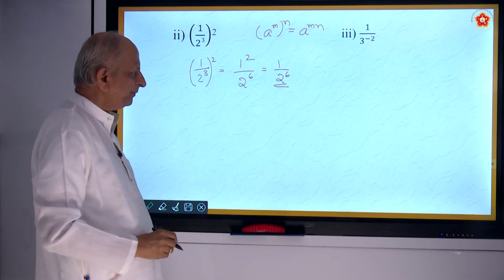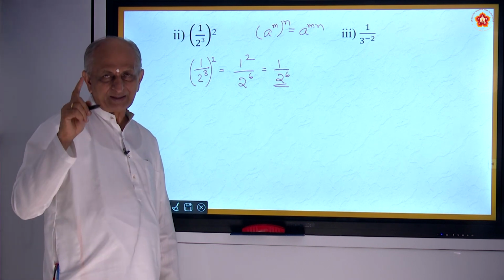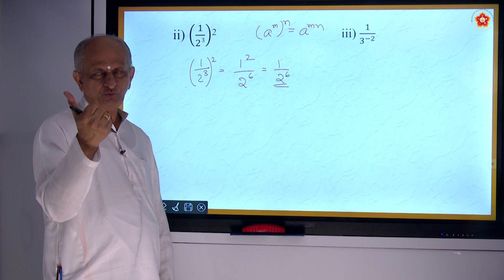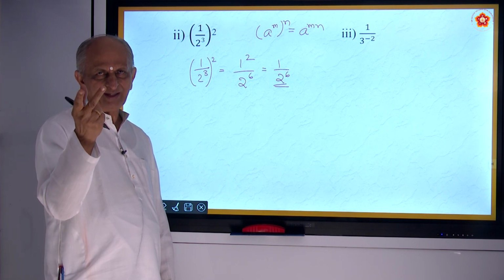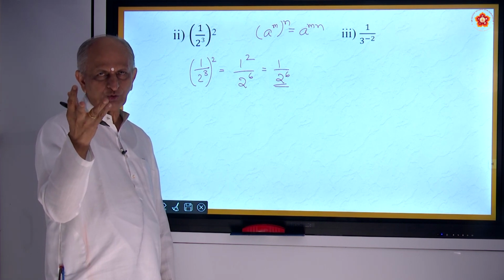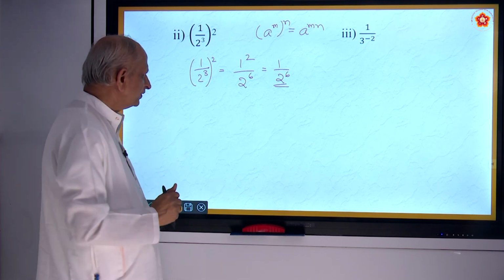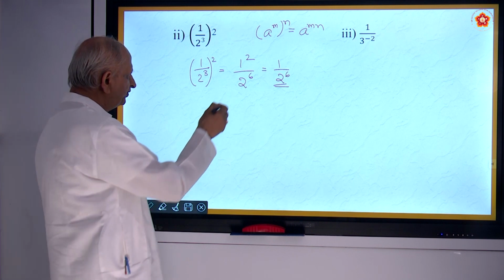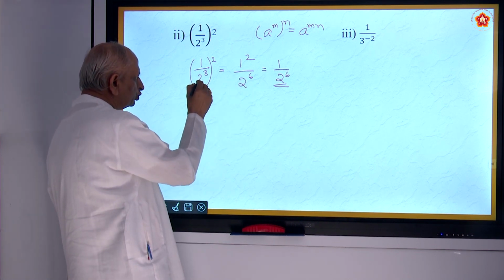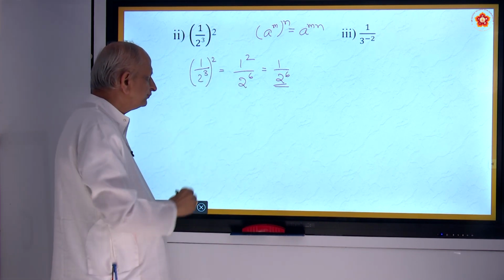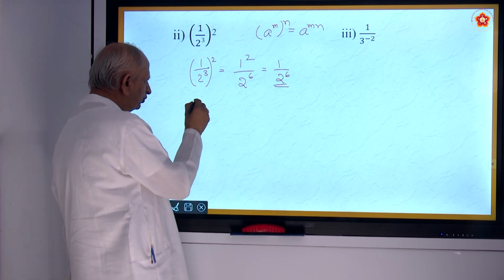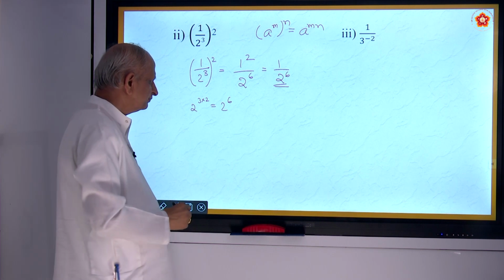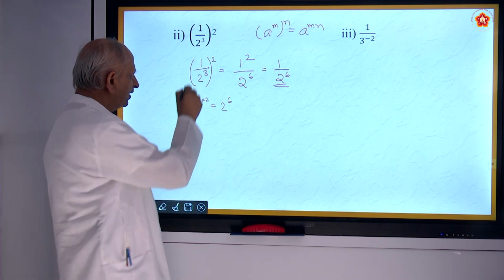2 to the power of 6 means how much? 2 multiplied 6 times: 2, 4, 8, 16, 32, 64. So 1 by 64 is the answer. How did we get 6 here? 2 cube square. So 2 into 3 into 2, that is 2 to the power of 6. This is how you got it. And in the numerator you have 1 square.